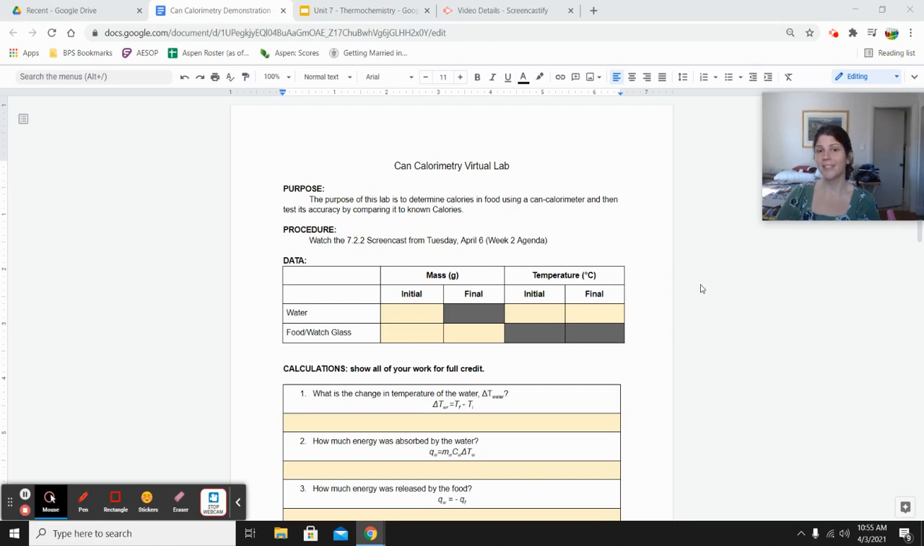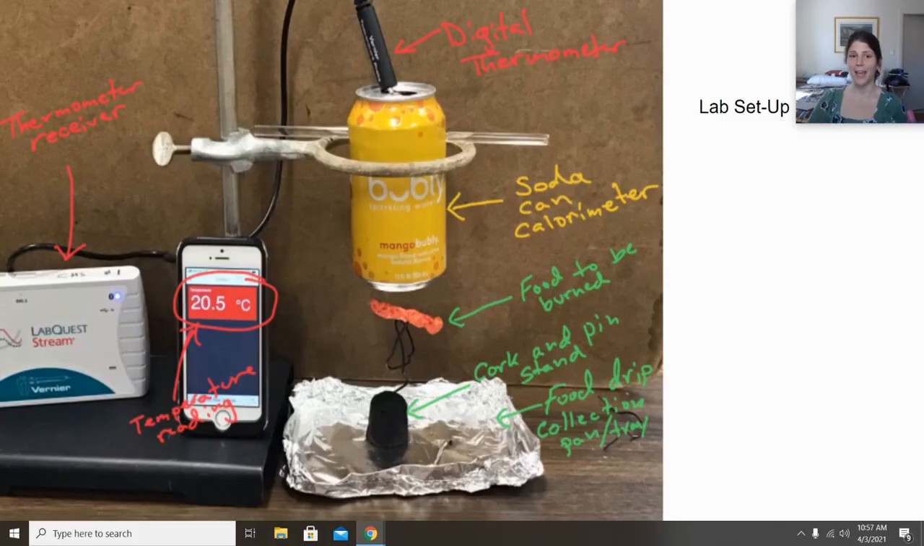Assigned in Google Classroom is this activity right here, the CAN Calorimetry Virtual Lab. What we're talking about is a can calorimeter, where we will burn a piece of food and that energy will be absorbed by the water in the can. In order to watch the procedure for this, you need to be watching this screencast right now. So good for you. Typically, we would do this lab with a soda can and we would burn a chip, and the chip would be on some kind of plate because it produces a lot of grease. As that chip, or this is a Cheeto, burns, it'll increase the temperature in a soda can.